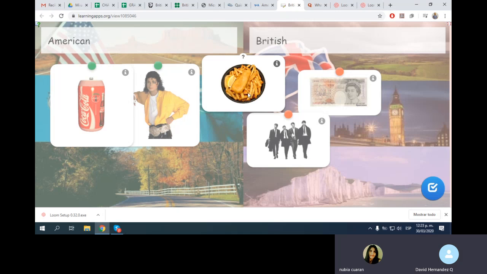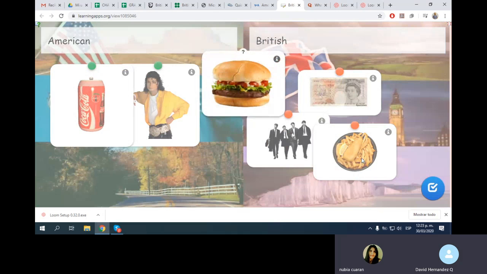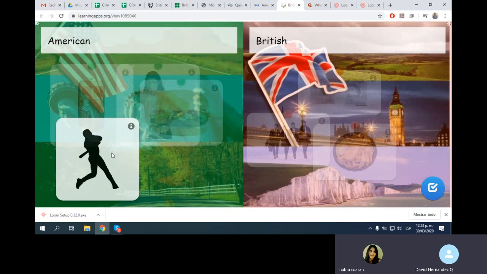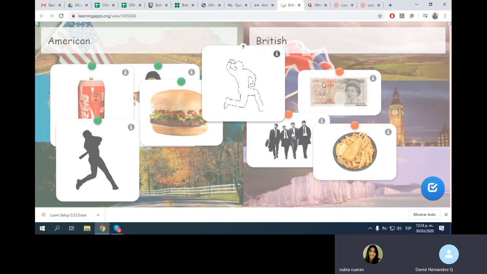These are French fries, estas son papitas y esto es un pescado. Ah, con pescado. Pensé que era pollo. Entonces, British. British, okay. Now this one. Ah, ya, American. Okay, let's put it in American. Now what about this? American. Okay, it's a baseball player. Now what about this? It's like a silhouette of a cricket player or a softball. They call it softball too.